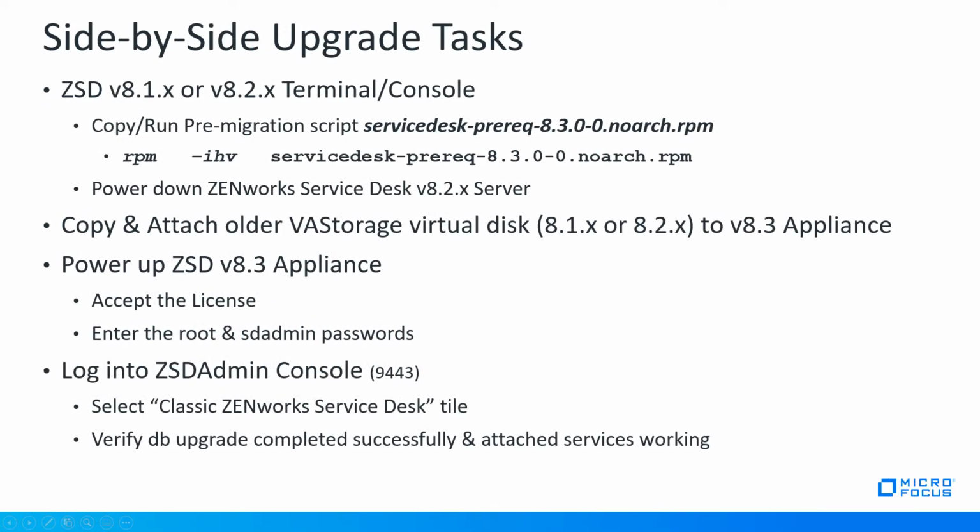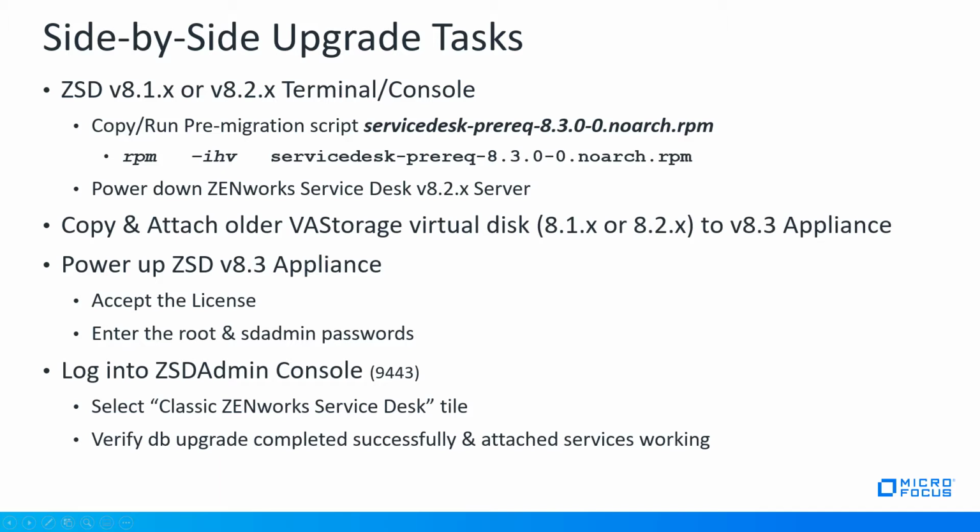All right, let's start the side-by-side upgrade task. Again, we're at 8.1 or 8.2. We're at the terminal, it's powered up. We're going to go ahead and run the Service Desk prereq 8.3.0 RPM, and you can do that by bringing it into maybe the /tmp directory and then chmodding it and then running the RPM with these commands here.